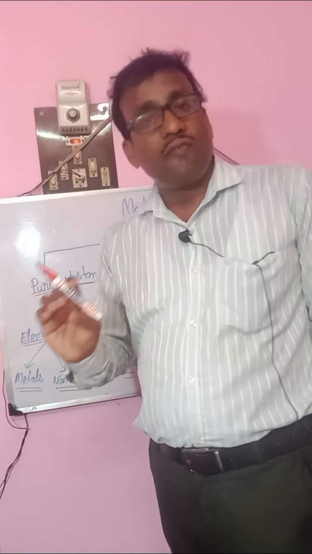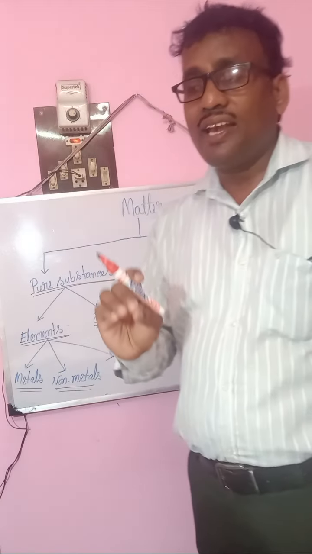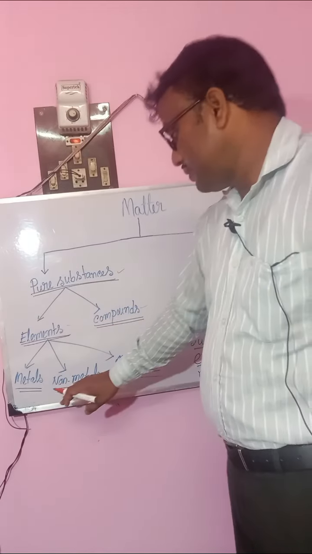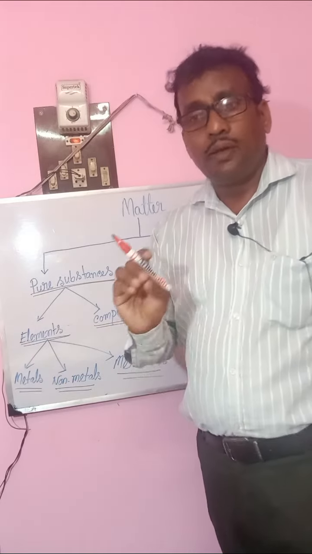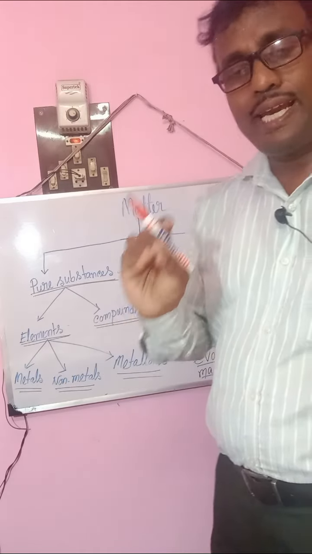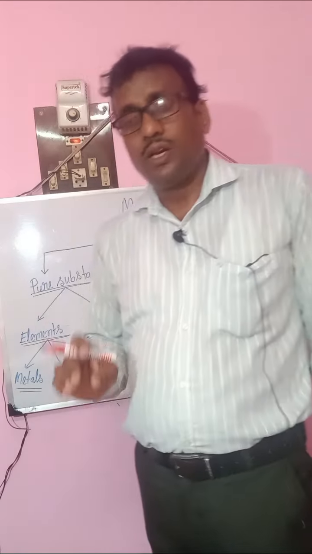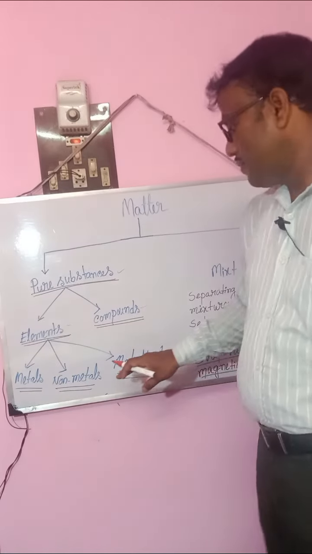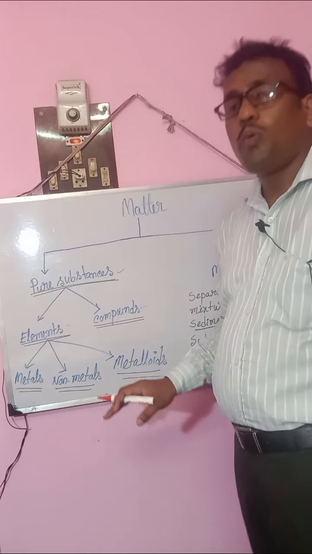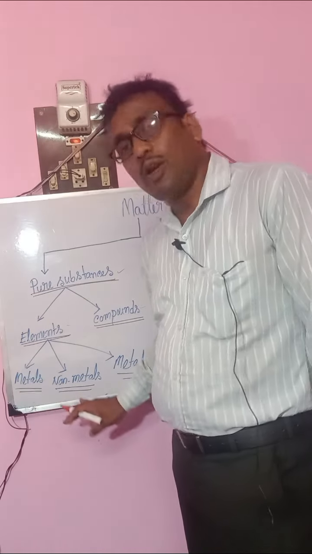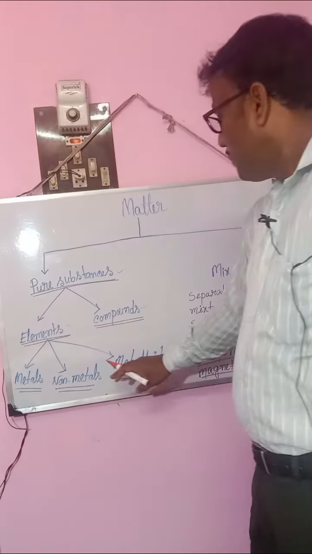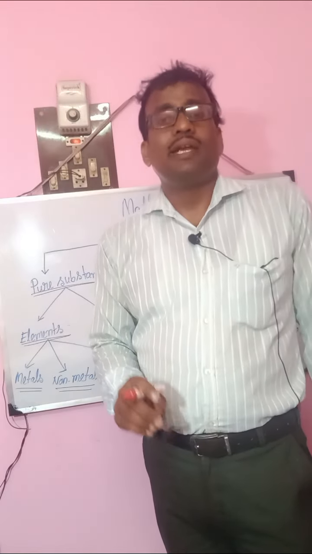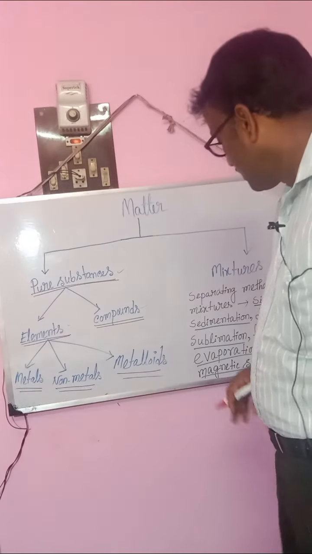Metals are mainly hard and are very good heat and electricity conductors, but non-metals are bad conductors of electricity and heat, non-sonorous, non-ductile. Metalloids have properties of both metal and non-metal. Metalloid examples are boron, silicon, arsenic, antimony, tellurium, etc.